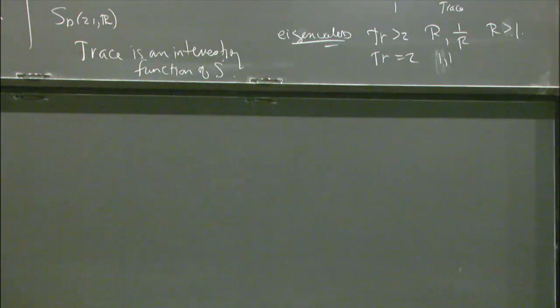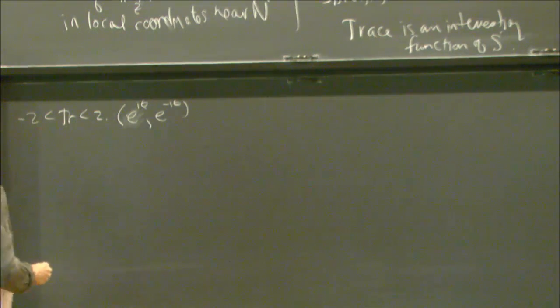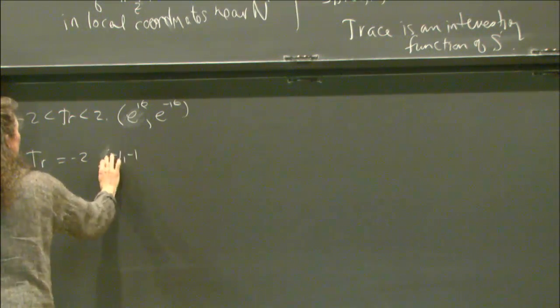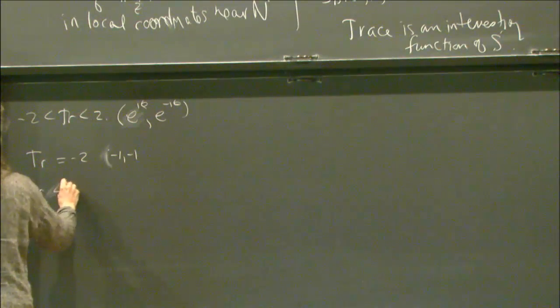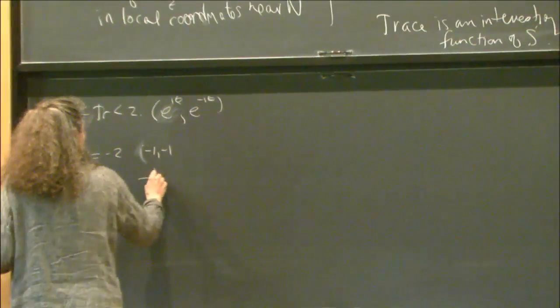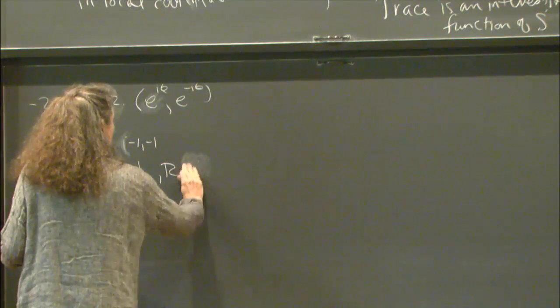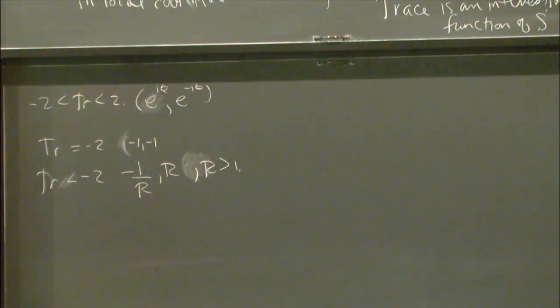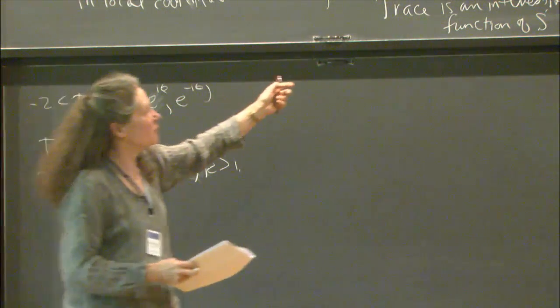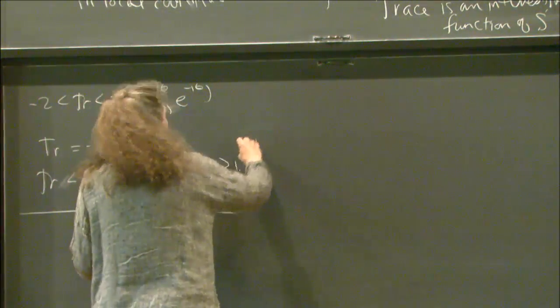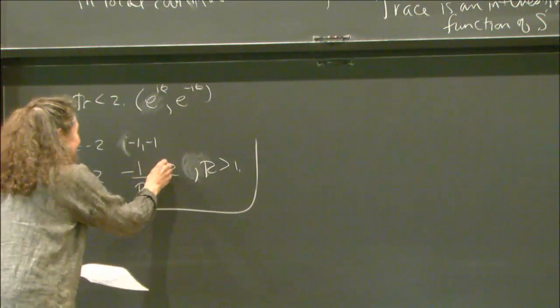If the trace is between minus 2 and 2, then the eigenvalues are e to the i theta and e to the minus i theta. If the trace is equal to negative 2, they're minus 1 and minus 1. And if the trace is less than minus 2, then they're minus R and minus 1 over R, for R bigger than 1. So the trace is really giving a lot of information about the matrix. It basically determines the eigenvalues.